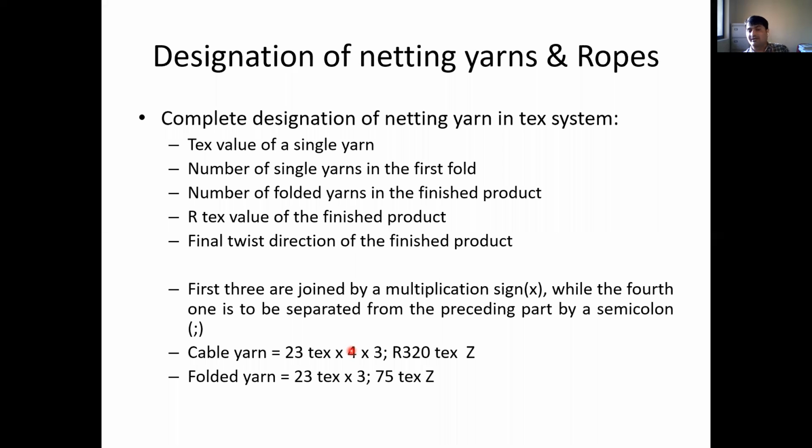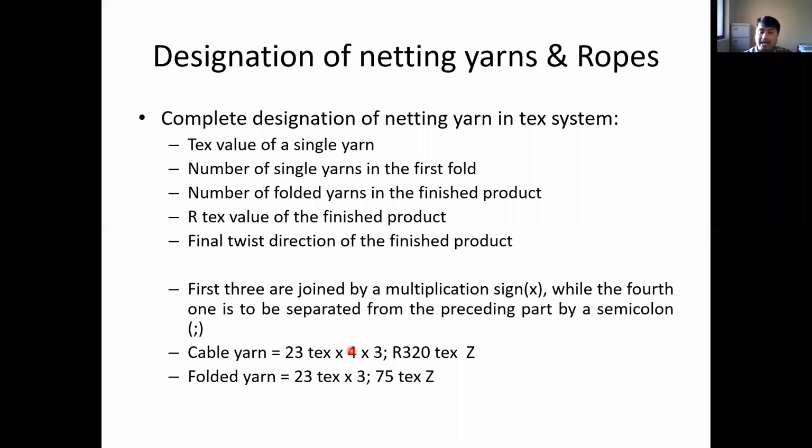Now what is the tex value of the folded yarn? Sir, 92. 23 into 4, how much? Okay, correct, 92. 92 tex, the tex value of the folded yarn.